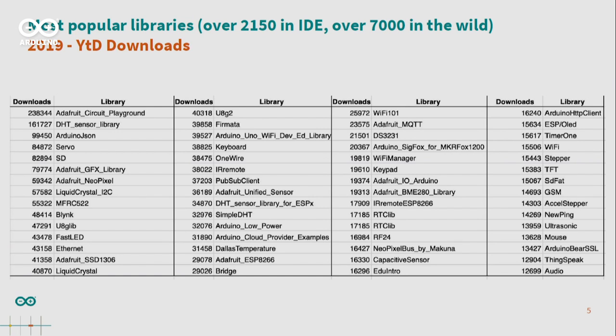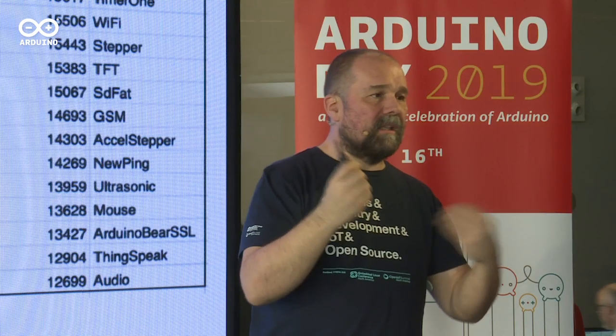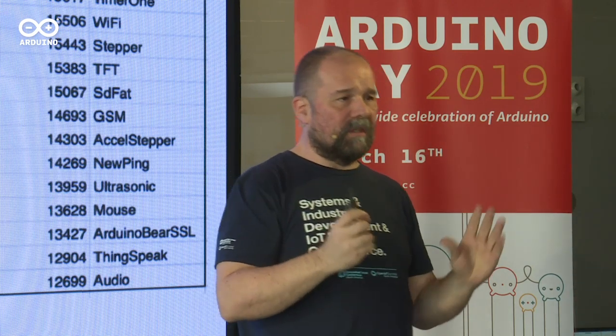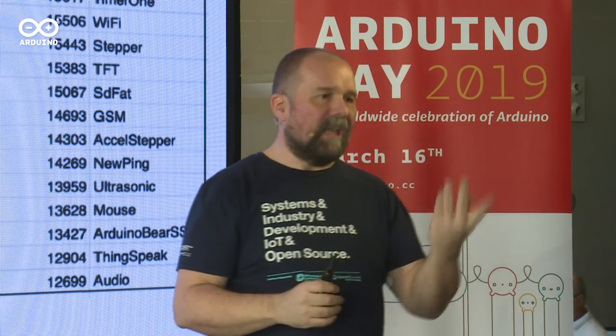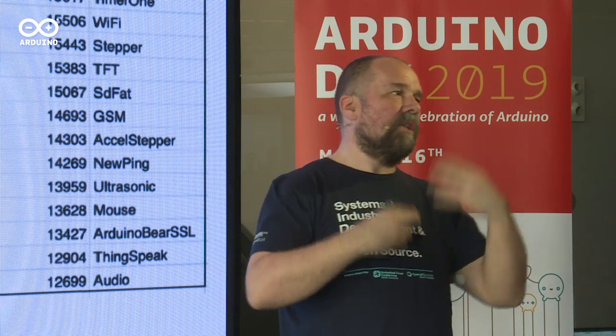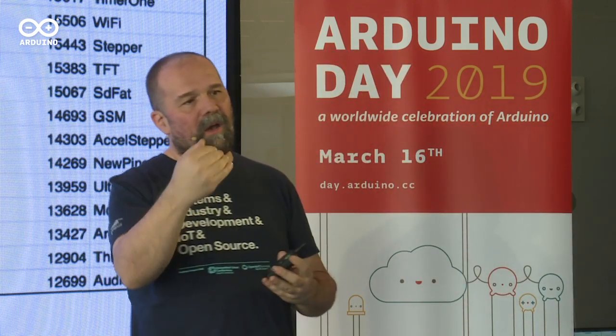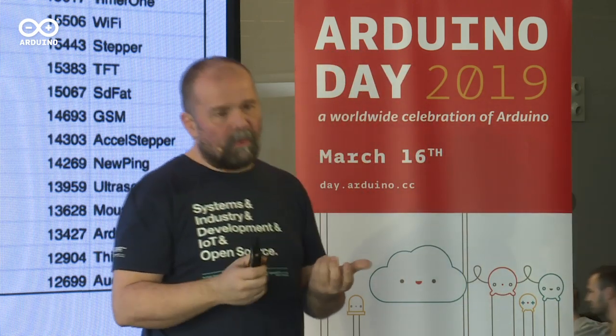So for example, our IDE has more than 2,000 libraries available from inside the IDE, but we made an estimation that if you look at all the different types of bits of code that are available for Arduino, there's more than 7,000 in the wild. Some people have been asking lately, which ones are the ones that people download the most? This is not necessarily an indication of how much they are used, but at least it's how they are downloaded.